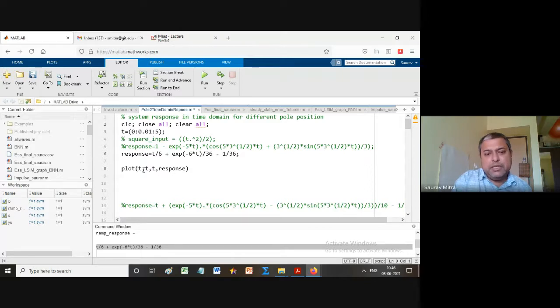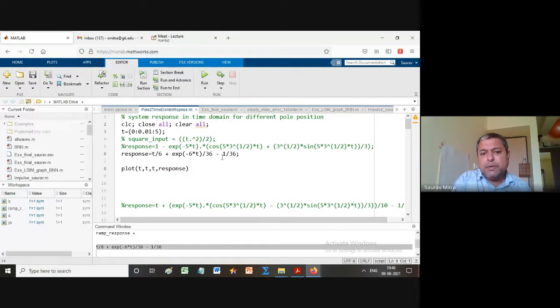So first, t with respect to t. I will just show you what you get when you plot t with respect to t. In that case, we are going to get a ramp line, a unit ramp. And second, t with respect to response, you will be finding the response of the above line. Now you can check here. This is the thing I had explained yesterday.